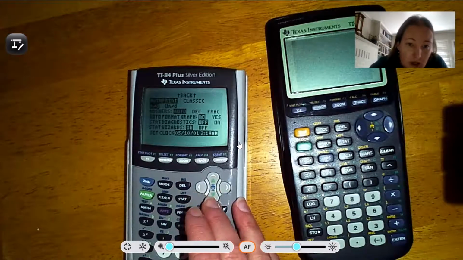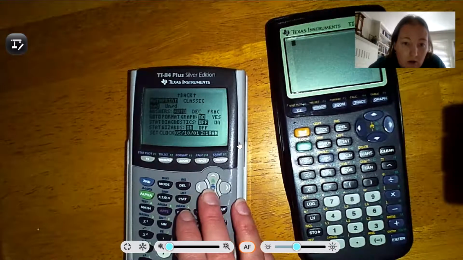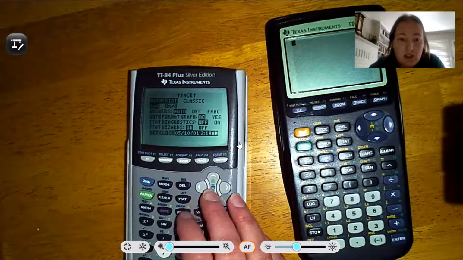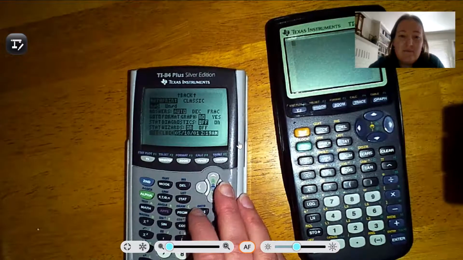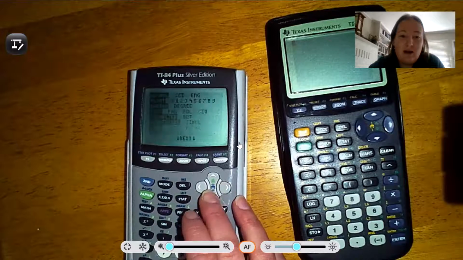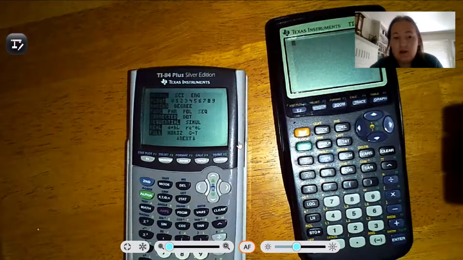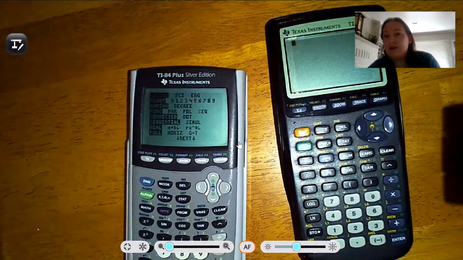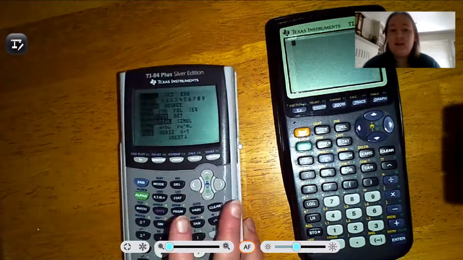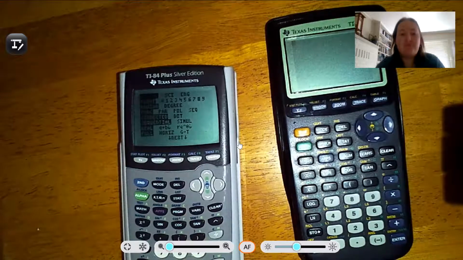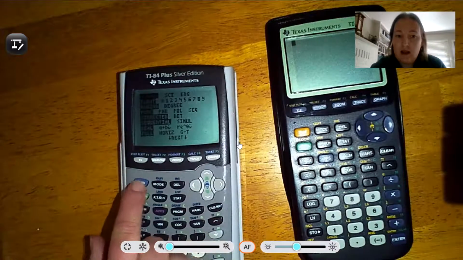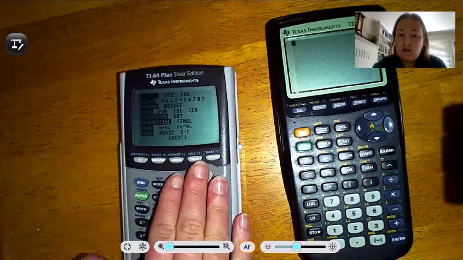The next one says, you know what, the rest of these really don't pertain too much. You can see I haven't changed the date or time for my calculator, but I'm not using its calendar or clock. Generally, I just use my cell phone for that, but it can be used in that way. So let's quit this and get out of this menu.